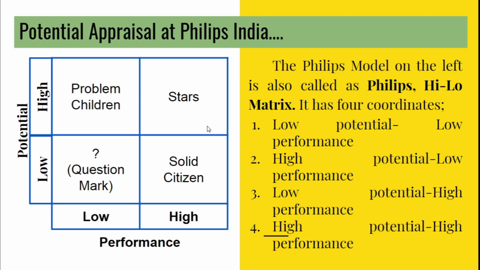Okay, the last coordinate has high potential, high performance employees. They are called stars. They are expected to progress in the organization very fast, and succession planning is usually done from this category of employees. Okay, the company takes a lot of care to retain such employees. All right, with this we wind up our potential appraisal.